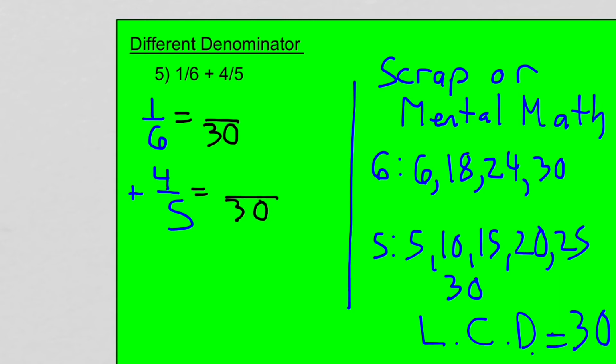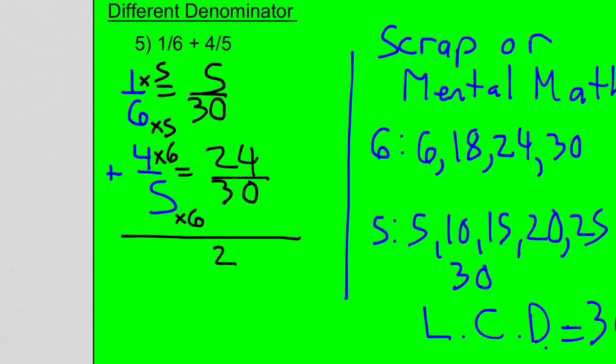So I'm going to do 6 times 5 will give me 30. 1 times 5 is 5. And 5 times 6 is 30. 4 times 6 is 24. And now I have two fractions with the same denominator that I can add up. So I add those up, 5 and 24, and I get 29 over 30. It's this right here, all of this stuff, that I would need to see.